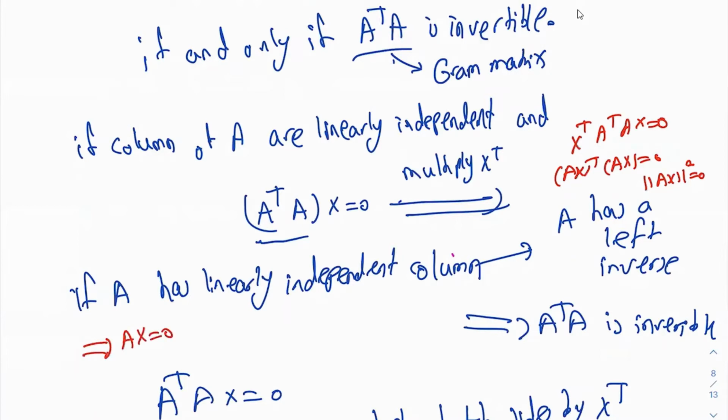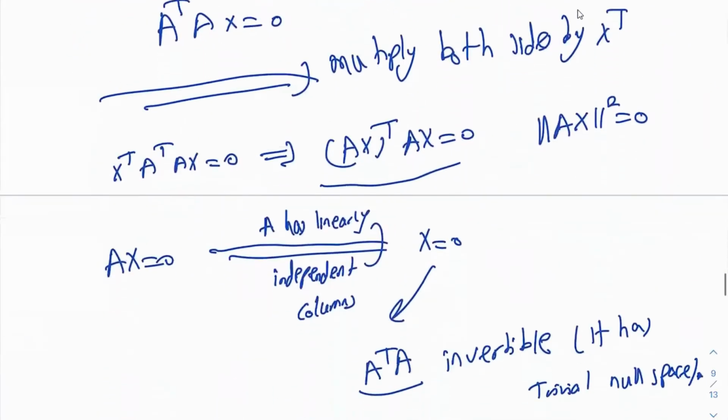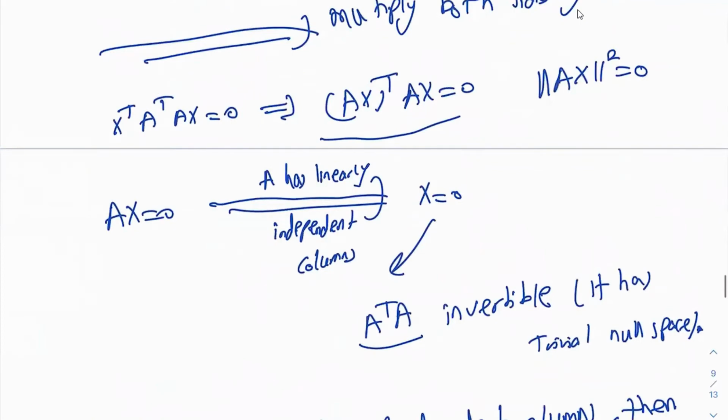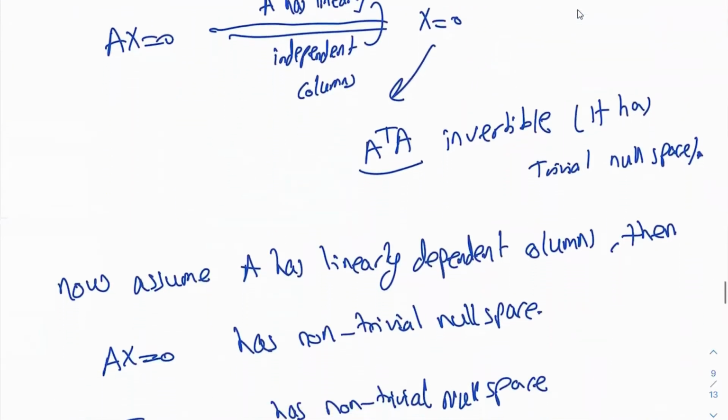But wait, A has linearly independent columns. So AX equal to 0 means X equal to 0. So we prove that A transpose A X equal to 0 only happens when X is equal to 0. This means that we only have a trivial solution for that. This means that A transpose A is invertible. Okay? And that's what I have here. A transpose A is invertible.